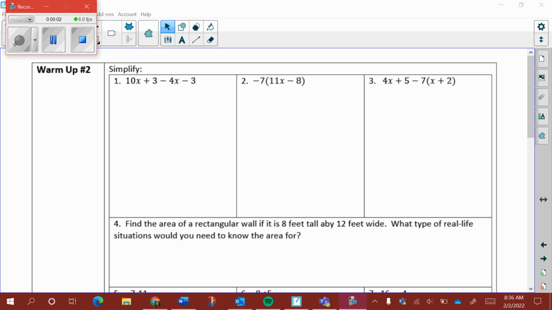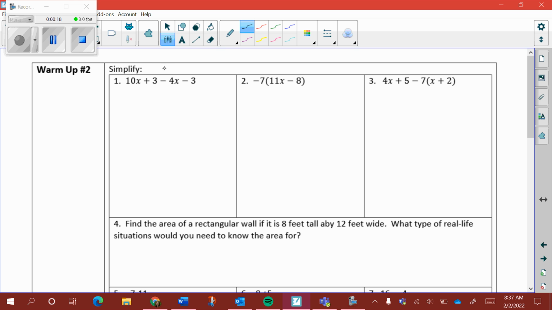Well, good morning. We are looking at day 2 or warm-up number 2 of chapter 2 or unit 2, linear functions. So the first one here, this is your warm-up, this is a try on your own. Remember the first one here is combine like terms. So just remember you're just combining like terms.